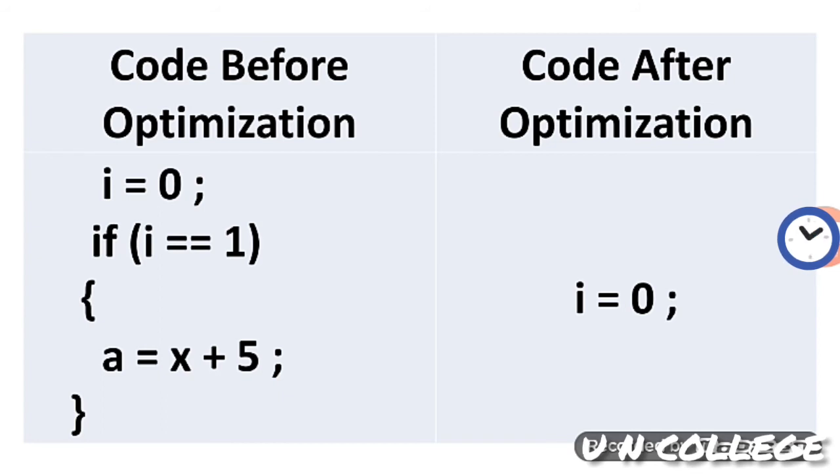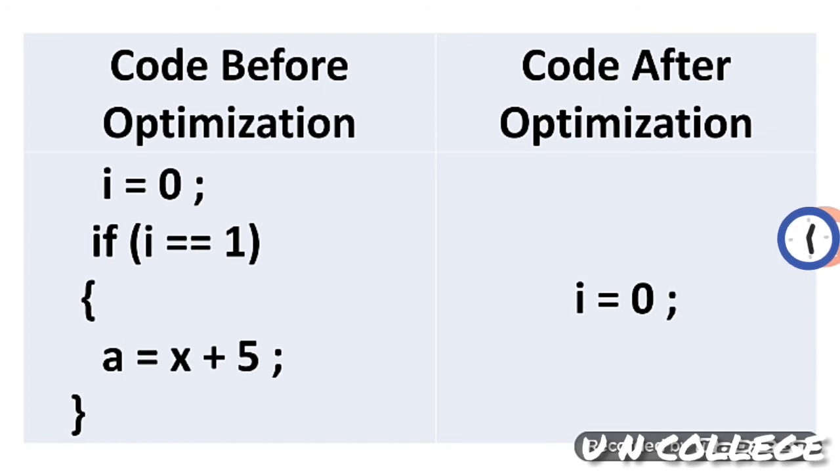You can see that in case of code before optimization, I equal to 0. If I equal to 1, then inside the block a equal to x plus 5. Then code after optimization, I equal to 0 only. Obviously, because if the programmer has set the I value as 0, and just after setting I value equal to 0 we are using a block, that is if I equal to 1, that will never be satisfied. That's why we can eliminate the if condition.